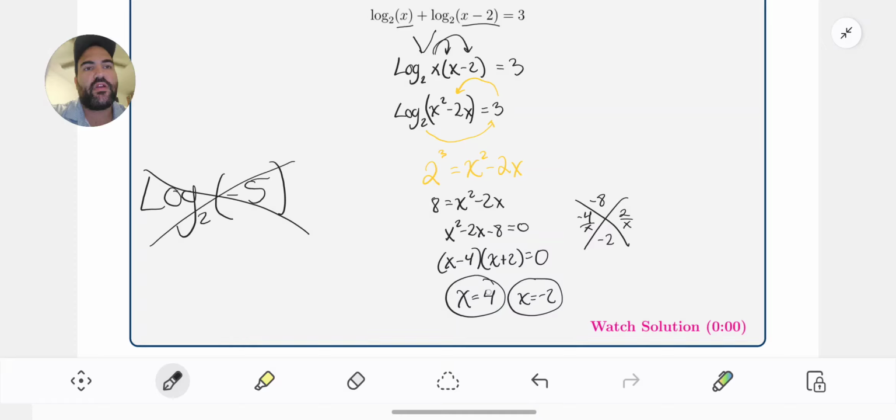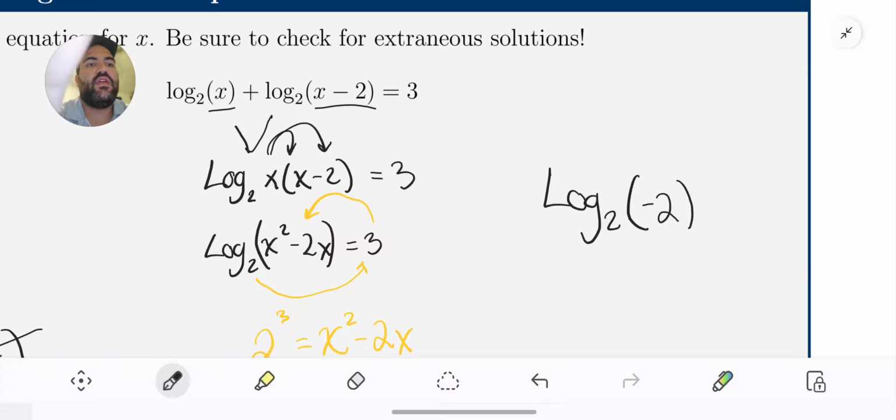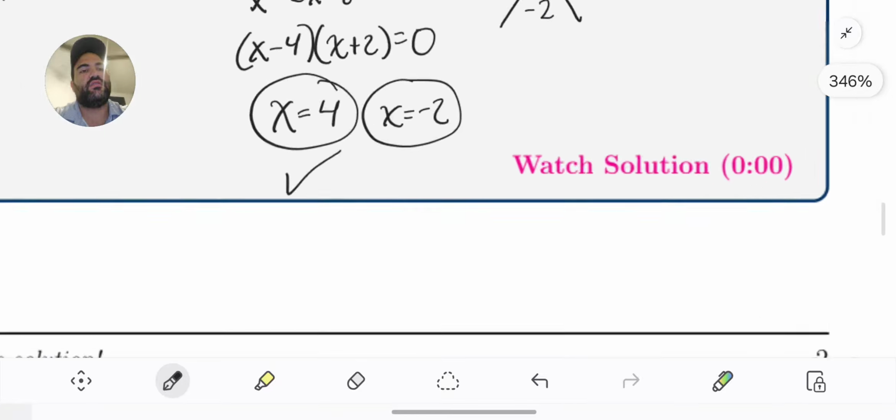So if we plug in 4, that's okay because it's log base 2 of 4. Positive 4, that's fine. This one would be 4 minus 2, which is 2. That's fine. So 4 is good. But if we plug in negative 2, watch what happens. Log base 2 of negative 2. Already that's bad because you can't have a negative inside the log. So this is called extraneous.